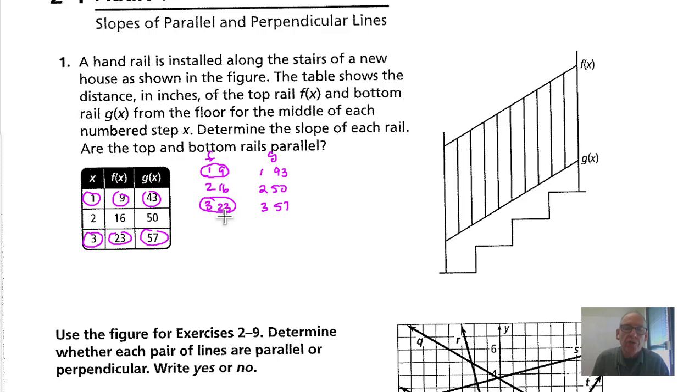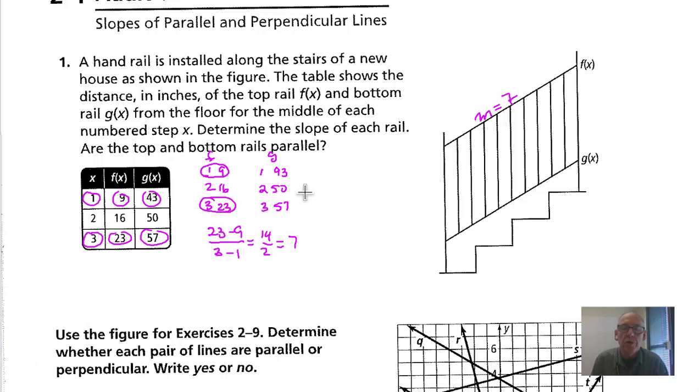So change in y over change in x. 23 take away 9 over 3 take away 1. This is going to be 14 over 2, which is 7. So the slope of this top rail is equal to 7. Now, if the bottom rail is parallel, it's going to also have a slope of 7.